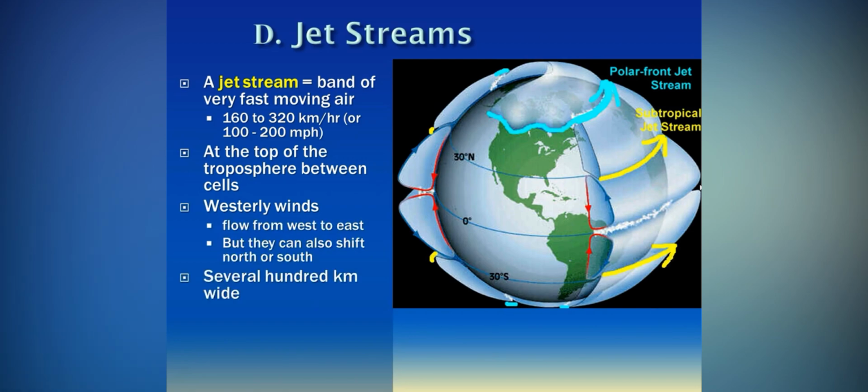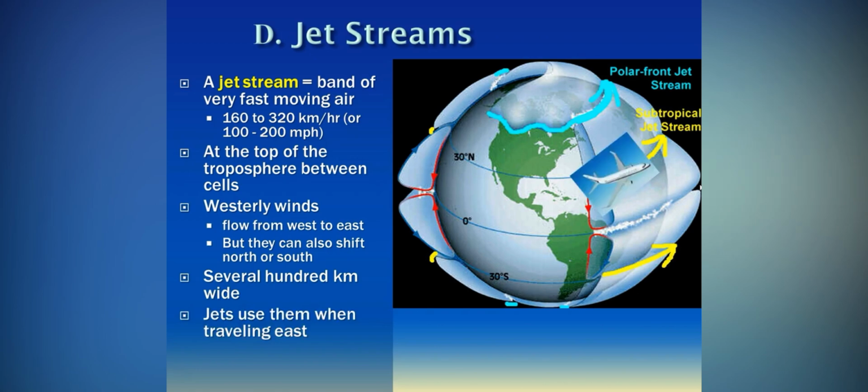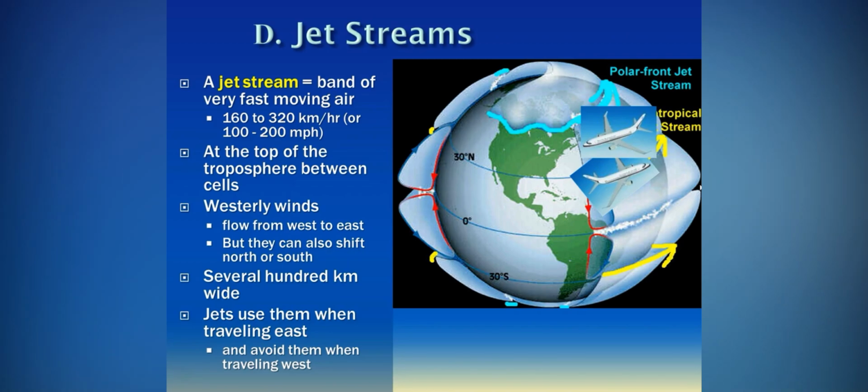The band is several hundred kilometers wide, and jets use them when traveling east. So there's a jet traveling east. Obviously, you would gain some speed if you traveled in the jet stream. Coming back the other direction, you want to avoid traveling the jet stream because it would just slow you down. So the actual physical length of time it takes to travel across the country is a lot longer going from east to west than it is going from west to east.